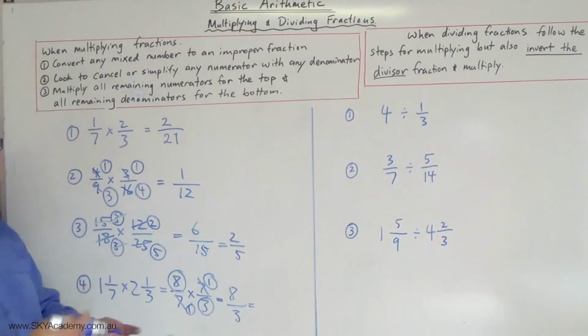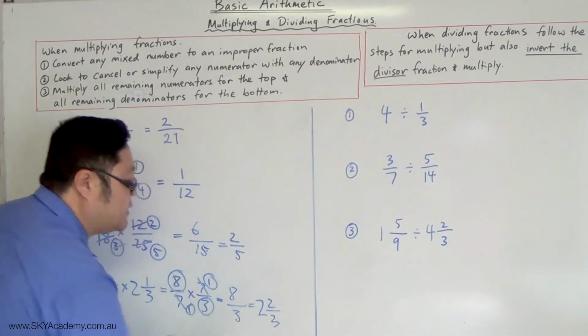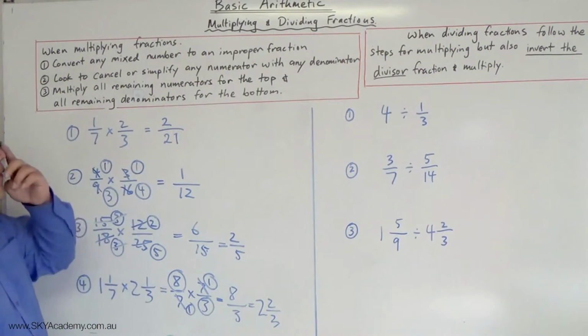And that, as a mixed numeral, becomes 2 and 2/3. Okay? So that's how you do multiplication of fractions.